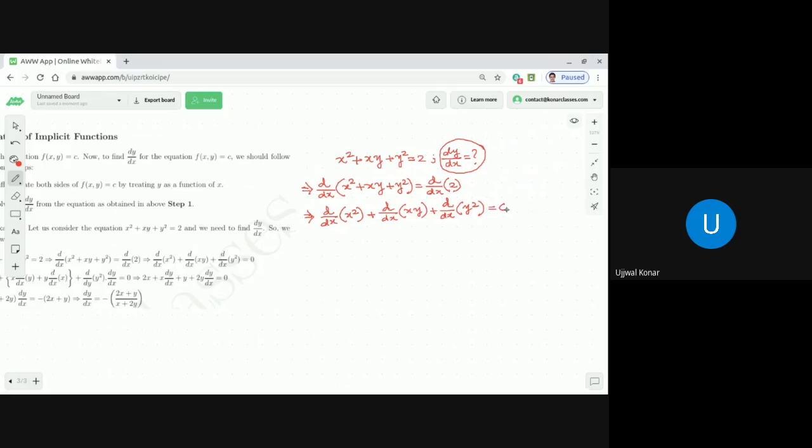That is equal to 0. d/dx of 2 is 0. Yes. So what is d/dx of x squared? It's 2x. Now d/dx of x into y, what comes to our mind? Chain rule. x into d/dx of y, correct or not? Yeah. Plus y into d/dx of x.